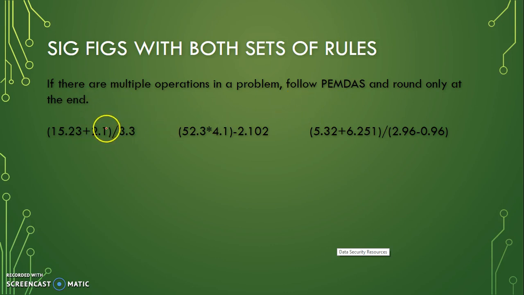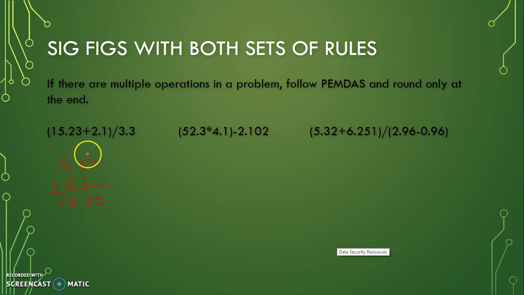With this one, according to PEMDAS, I need to do my parentheses first. So what that means is, to begin with, I am going to do this, and I'm going to line them up as best I can with my little on-screen pen. And this gives us 17.33. Okay, I'm going to mark some things, but I'm not actually going to round it just yet.